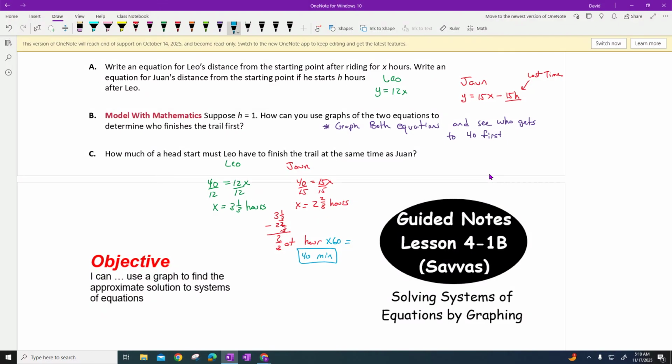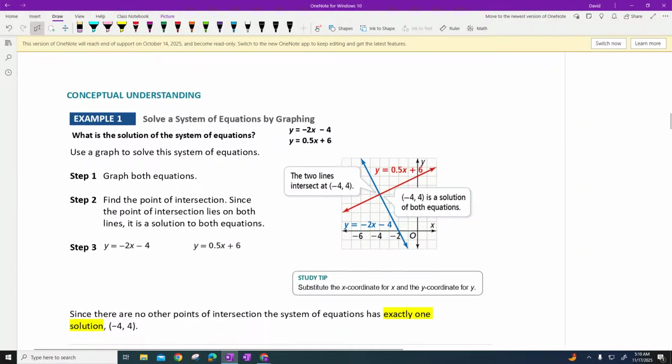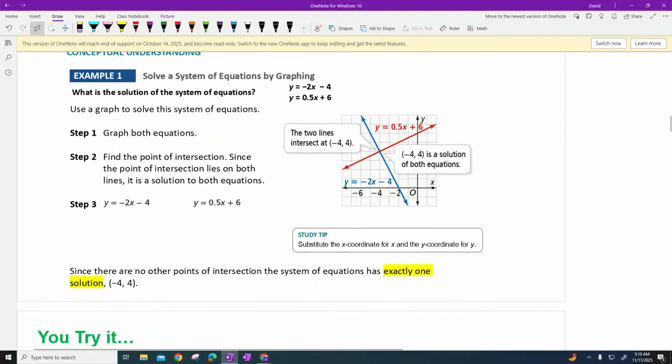Anything more than that, Leo's going to get there first. Anything after that, Juan's going to catch up to him and then ride the last little part of the trail together. But to get there at the same time, you can start 40 minutes after. All right, so I hope that helped you there. We already talked about this yesterday, that the solution to the equations is where two lines intersect. We're going to go a little bit deeper into the three different kinds of solutions that you can have, starting with one solution.